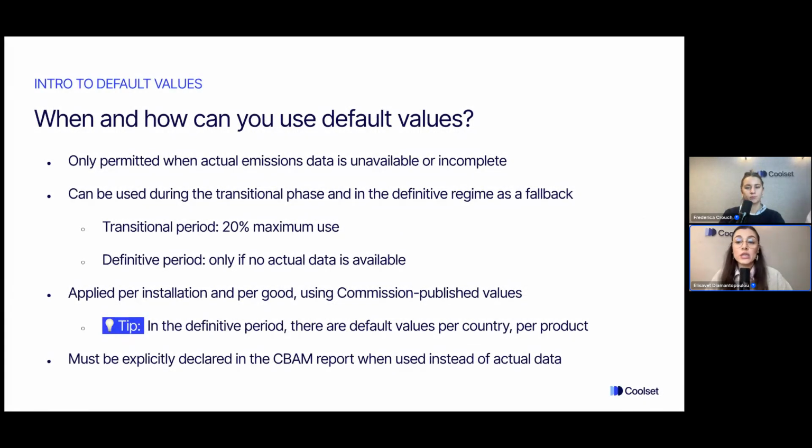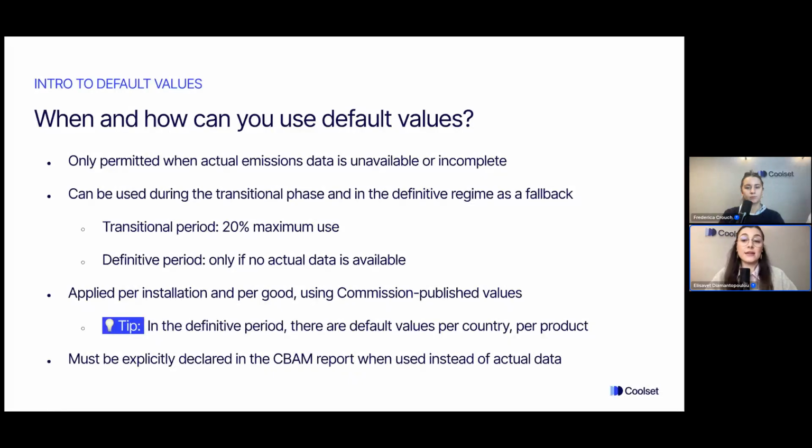Now, how can you use the default values? Essentially, the main principle is that you have to use them only when you have done everything in your power to find the actual data, and that's not possible.